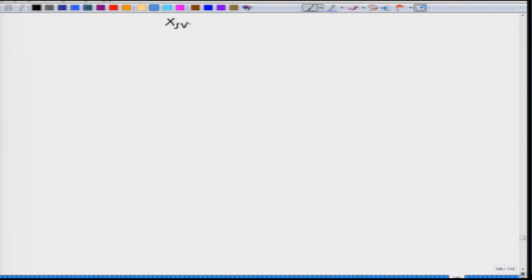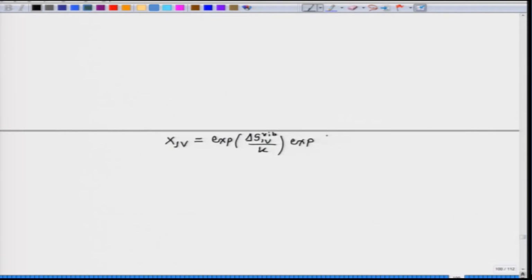So, just a quick refresher, you got the expression for mono vacancy concentration x1v as exponential of delta S1v vibrational divided by k, times exponential of minus delta H1v divided by kT, where delta S1v vibrational denotes the vibrational entropy change associated with the formation of a mono vacancy, and delta H1v denotes the enthalpy of formation of a mono vacancy. k is the Boltzmann constant and T is the temperature in Kelvin.